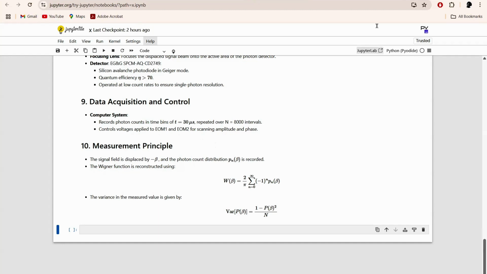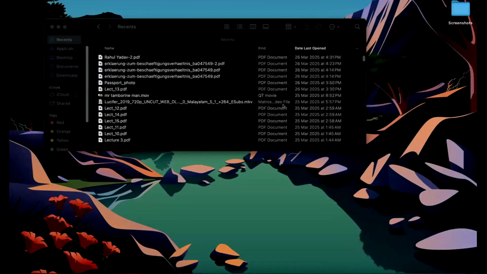Over to you, Rahul. Thank you, Gaurav, for your presentation. Now I'll start with my part. Let me share my screen first. So is my screen visible to all?